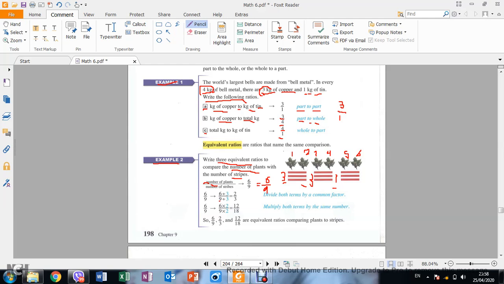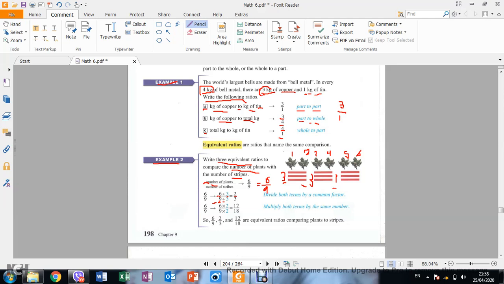These are common factors between 6 and 9. We can divide both numbers by 3. 6 divided by 3 equals 2, and 9 divided by 3 equals 3. So it means 2/3.